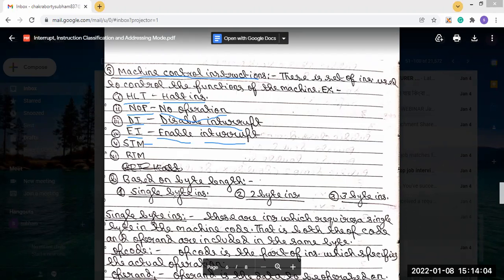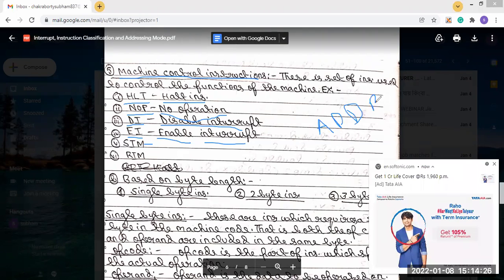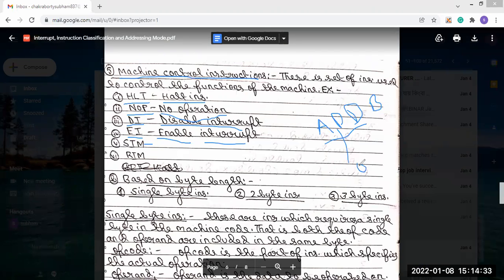Now, we have already discussed what opcode and operand are. Opcode is the part of the instruction which specifies which type of operation we should perform. As an example, let's say we write ADD B. This ADD is our opcode, which specifies which operation should be performed. And what is the operand? Operand is the data over which the opcode will perform the operation. So here, this B will be the operand.